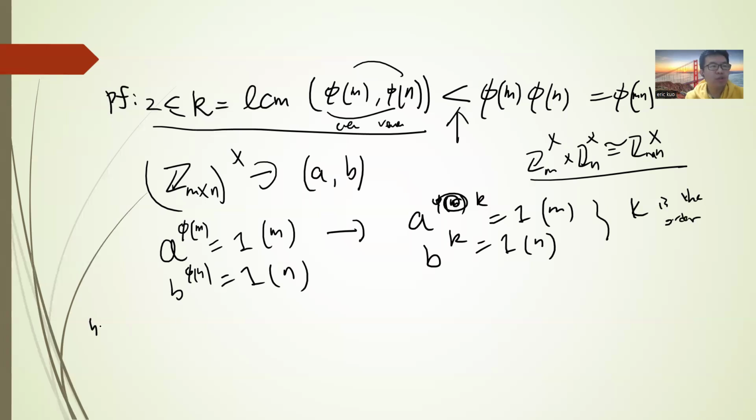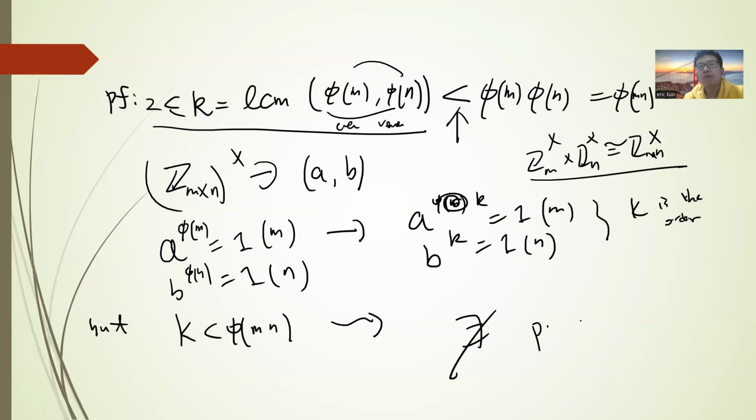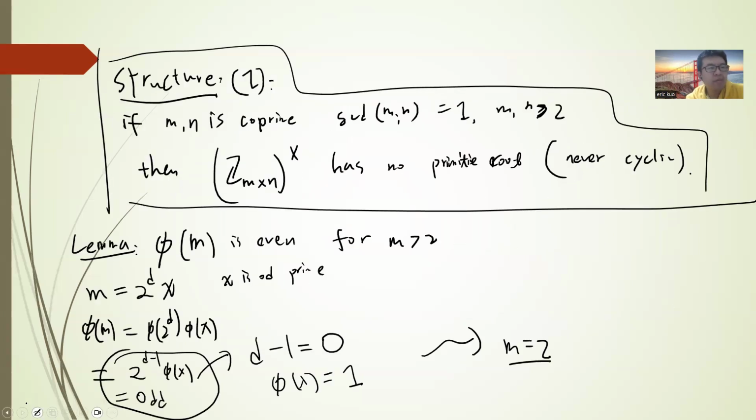But K is less than phi(MN). So that means every element inside this group has order at most K, which is less than phi(M) times phi(N). So this means there are no primitive roots, and this group can never be cyclic. So this is a simple structure theorem.